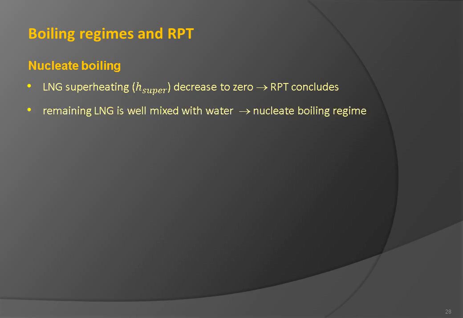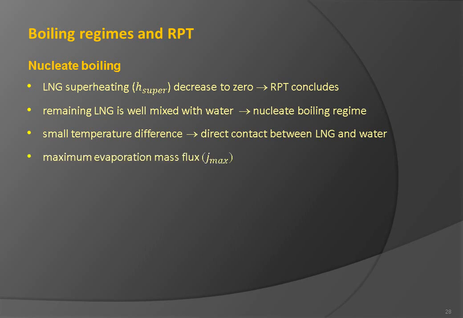It is assumed that the remaining LNG is well mixed with water and therefore evaporation continues in the nucleate boiling regime. Due to a low temperature difference between the LNG and water, a direct contact between LNG and water becomes possible. For that reason, the maximum evaporation mass flux can be assumed, which is in this case, as I mentioned previously, 0.38 kilograms per square meter second.